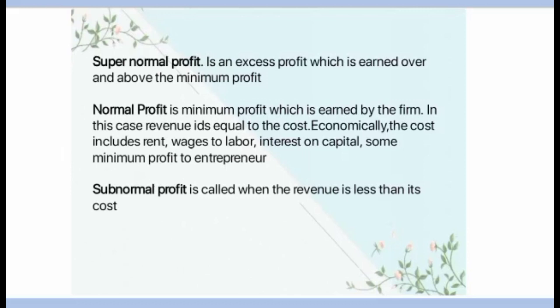Now let's proceed to subnormal profit. It is called that when the revenue is less than its cost. When a firm makes less than normal profit, it is also called a loss and is incurred when total revenue is less than the total cost. It is any profit less than normal profit, where price is less than the average cost. In other words, or simply put, it is below the expected profit that you have.